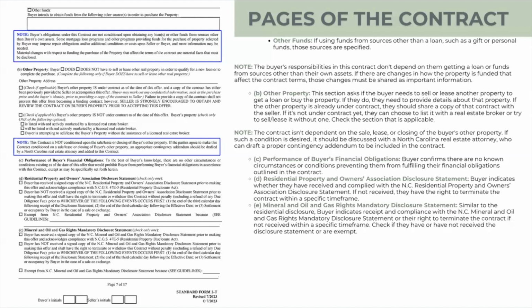Mineral and oil and gas rights mandatory disclosure statement. Similar to the residential disclosure, the buyer indicates whether the receipt and compliance with the North Carolina mineral and oil and gas rights mandatory disclosure statement has been received. So check if they have or have not received the disclosure statement or if they are exempt.